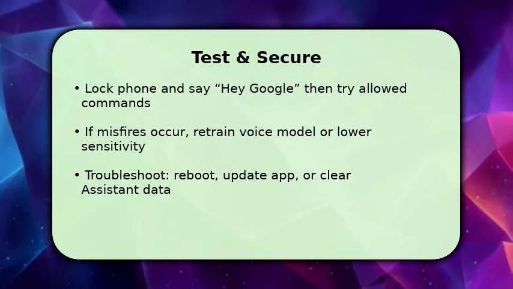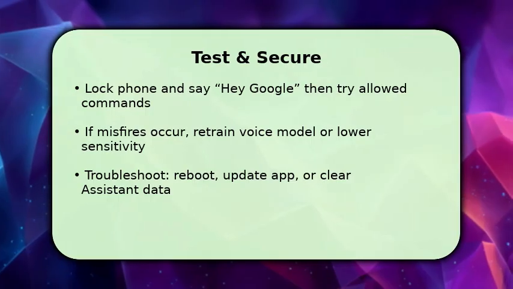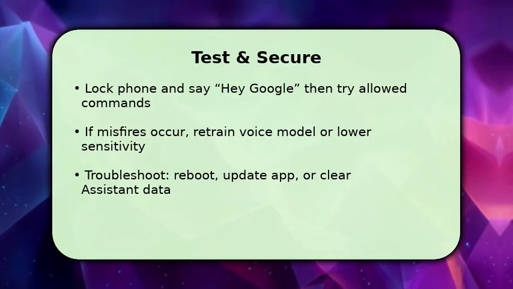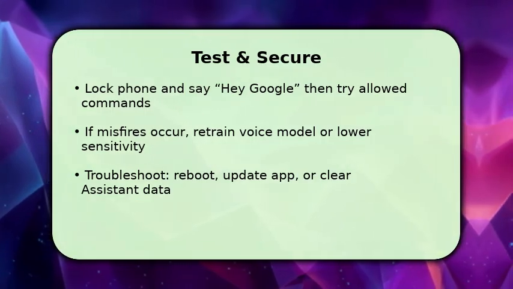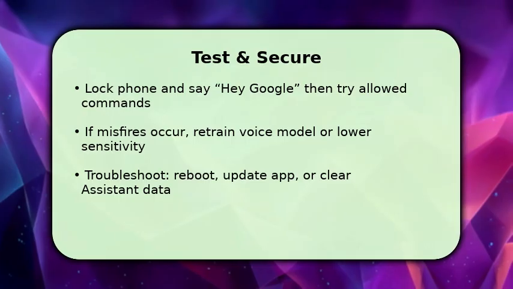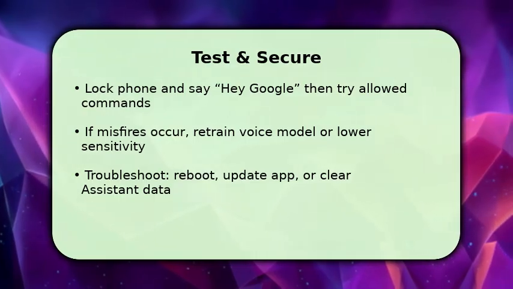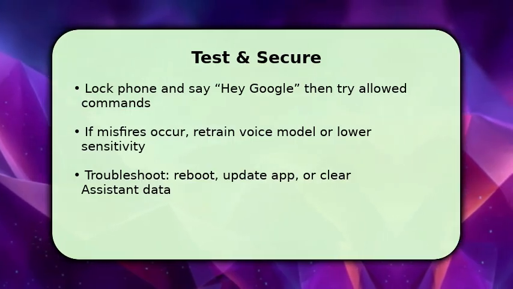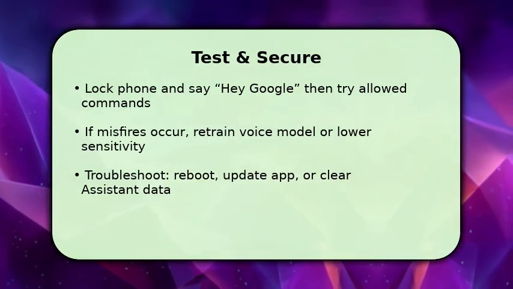Finally, test the flow. Lock your phone and say, "Hey Google," then try aloud commands like set an alarm or play music. Verify restricted actions fail as intended. If the assistant misfires or doesn't respond, retrain the voice model, lower sensitivity, or toggle lock screen access and test again. Make sure the Google app and system are updated.